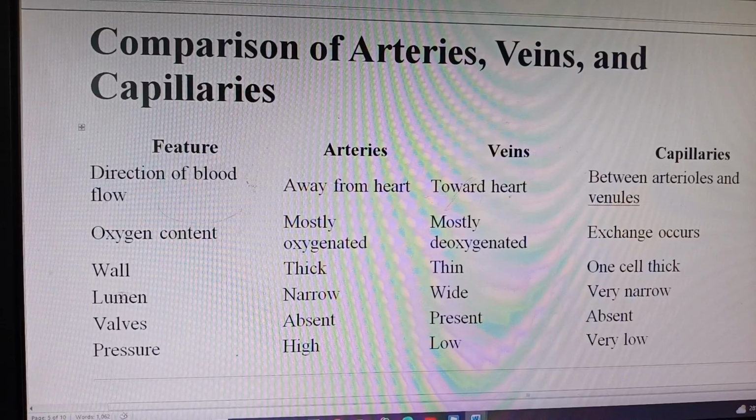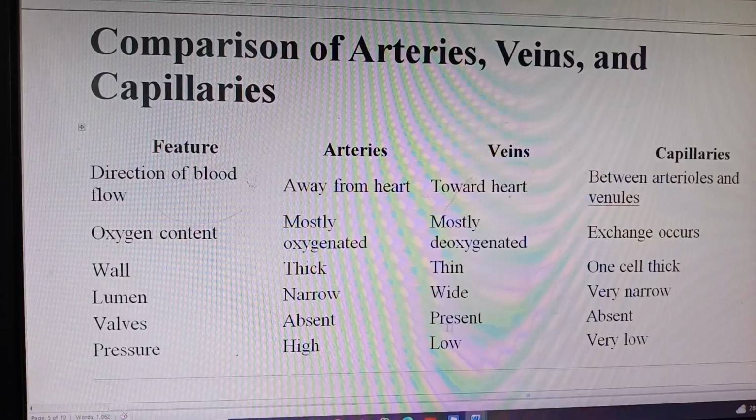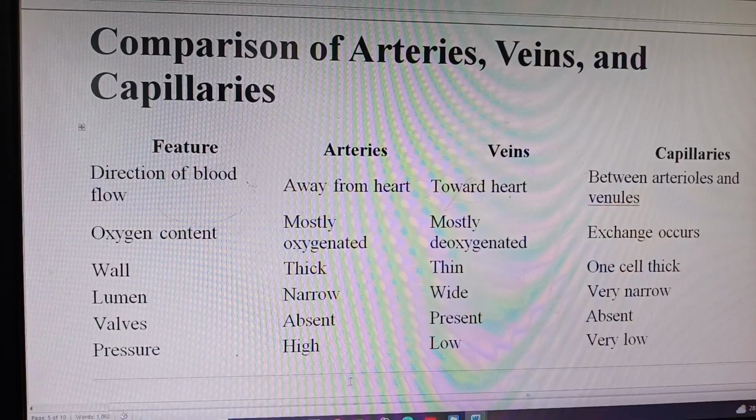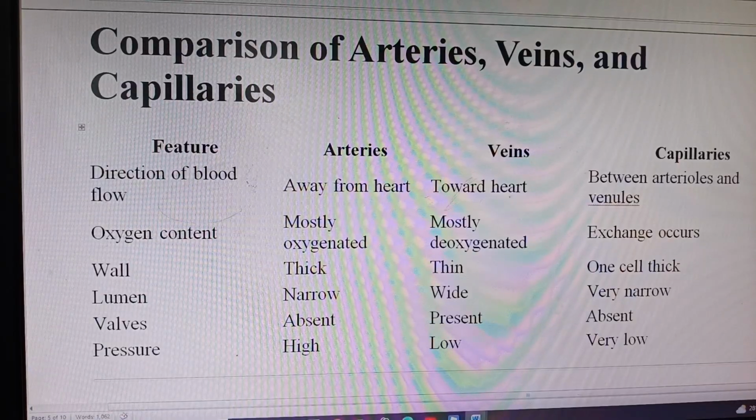Lumen. Lumen means open gap. Inside the arteries it is narrow, inside the veins wide, and capillaries have very narrow. Valves. Valves are absent in arteries. In veins they are present. And in capillaries also absent. Pressure will be more in arteries. In veins it is less. And inside the capillaries very low.